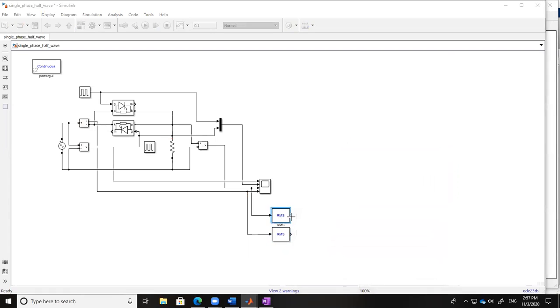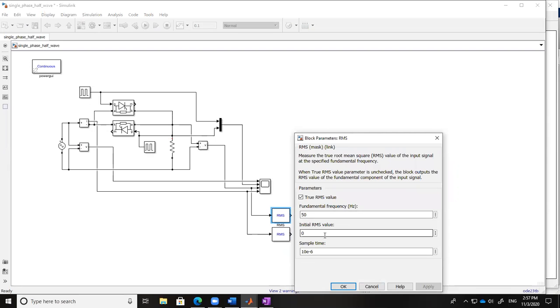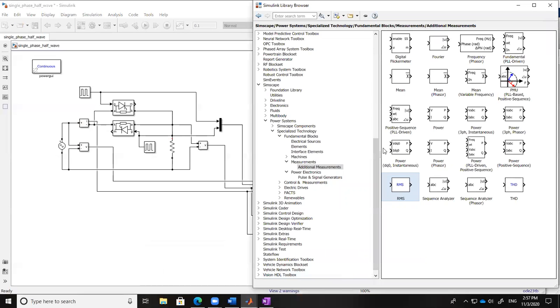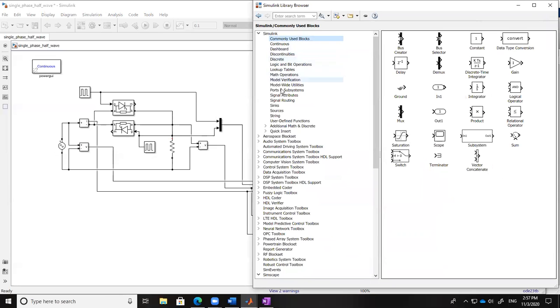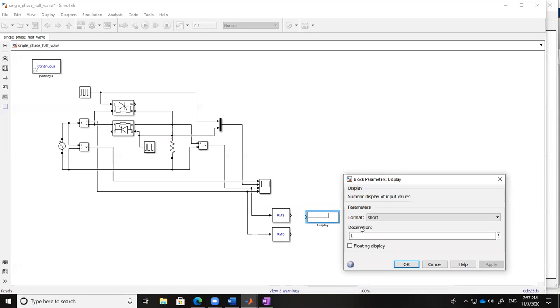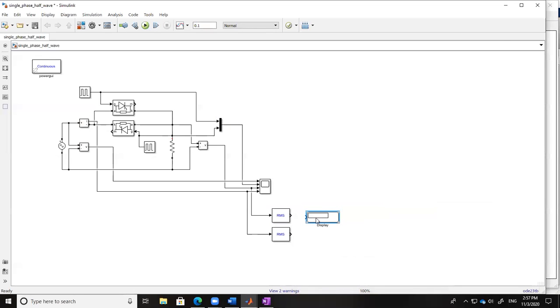So fundamental frequency is 50. Initial RMS value is 0. Sample time is 10 microsecond, and I kept true RMS. When the true RMS parameter is unchecked, the block outputs the RMS value of the fundamental component. I don't want that. I want actual RMS. And go to sinks, I will bring the display. As I said, for static display you should use the display block. Now you run it again.